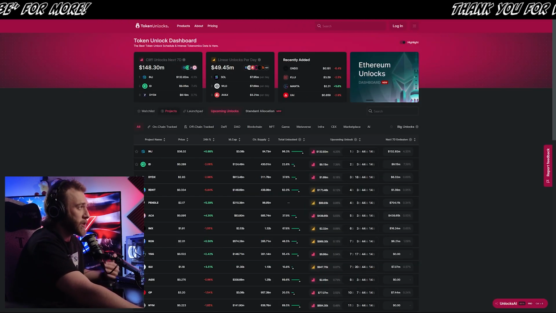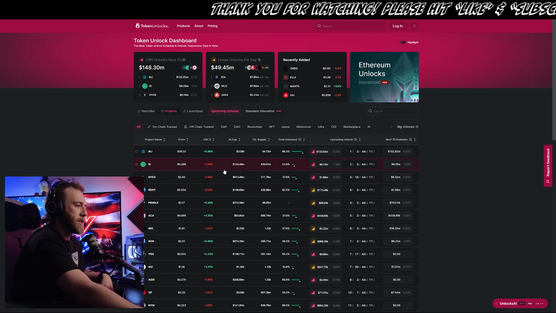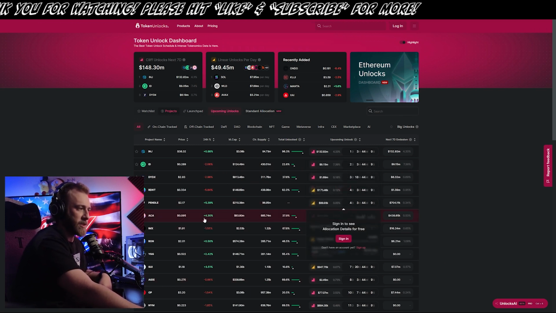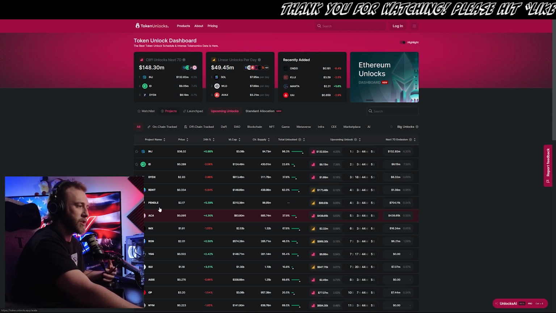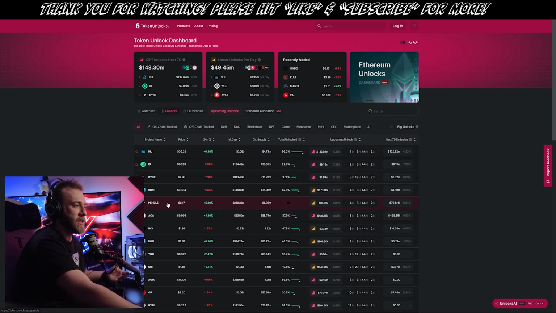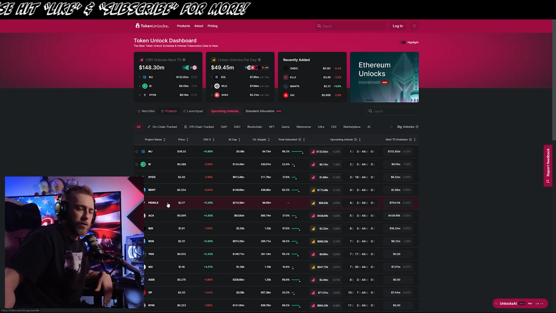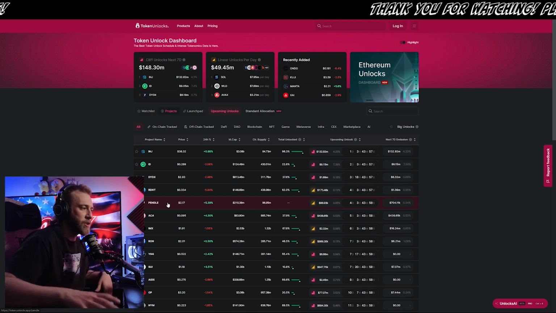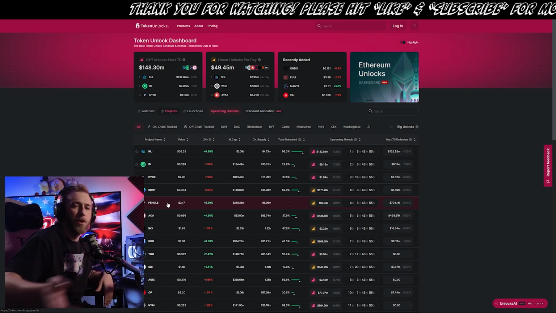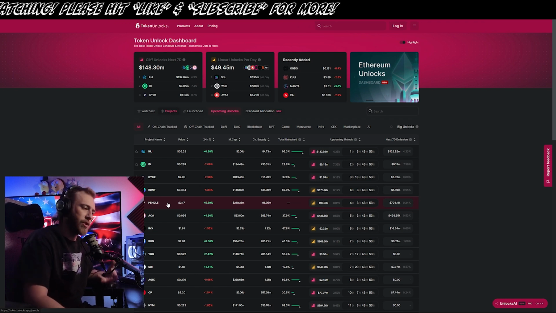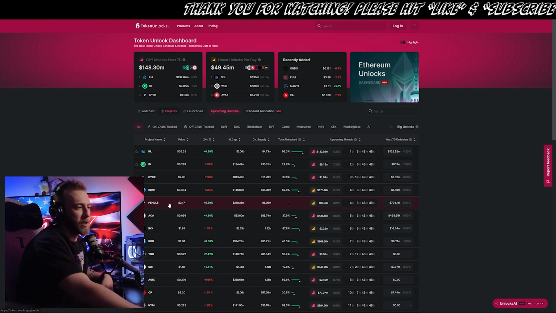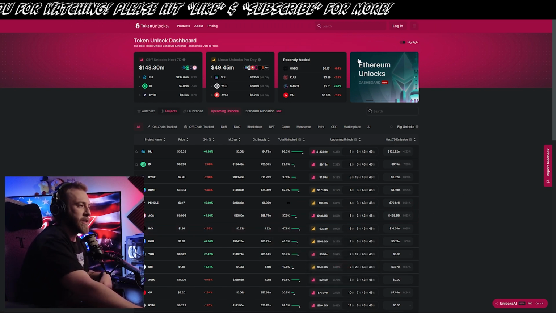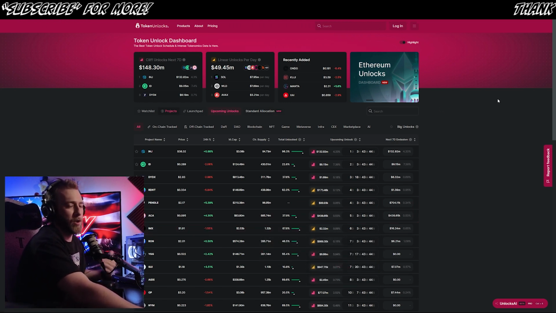Moving on, we've got token.unlocks.app. This is a really useful website because it'll tell you when there's going to be large sums of these individual tokens being unlocked, which means that the people who were individually issued these tokens whenever they first launched could actually be selling and putting a bunch of them onto the market, which could have downward pressure on the price. So knowing whenever these unlocks are coming up is going to be really important. And all of these websites are also free, by the way.